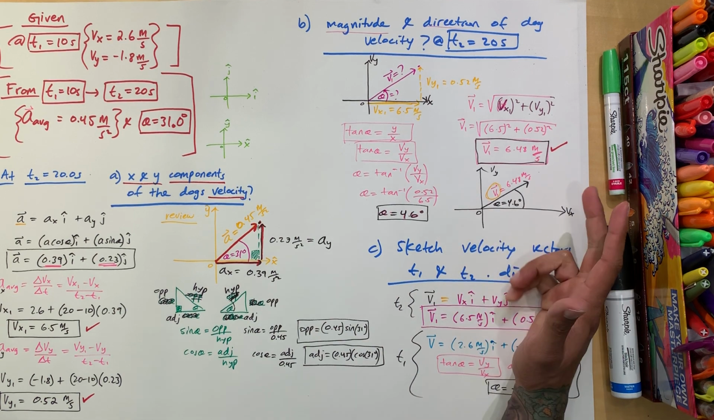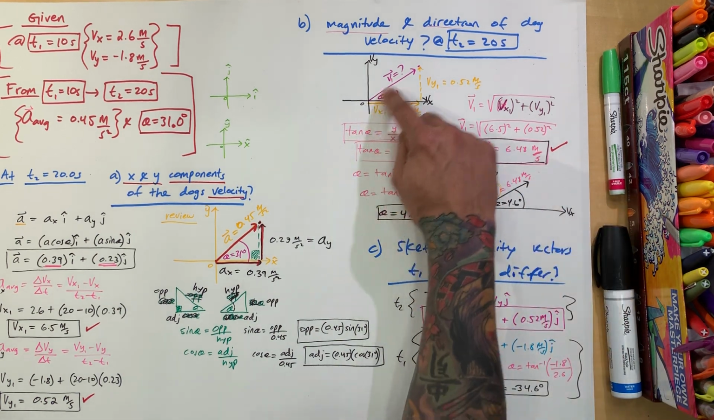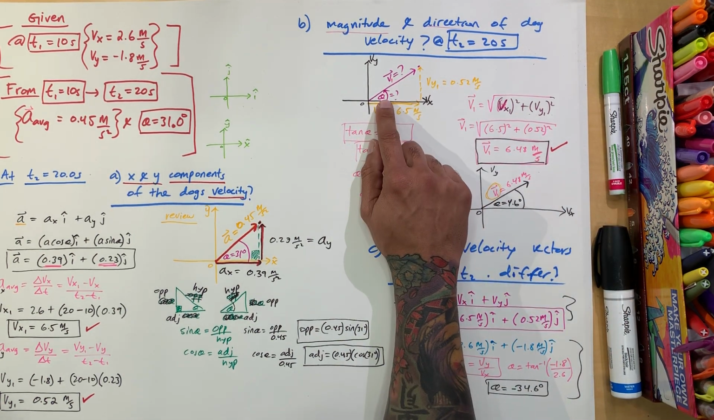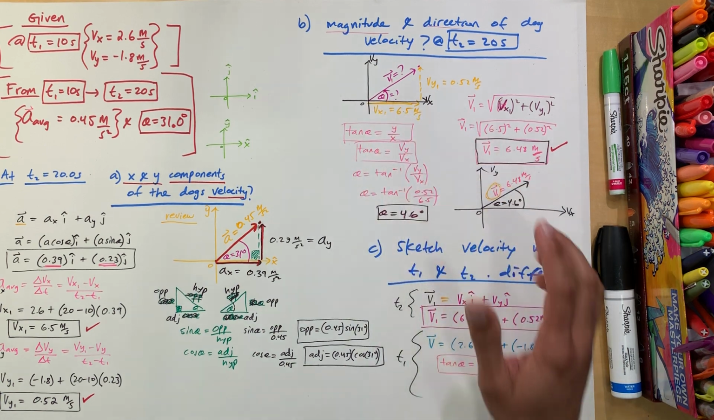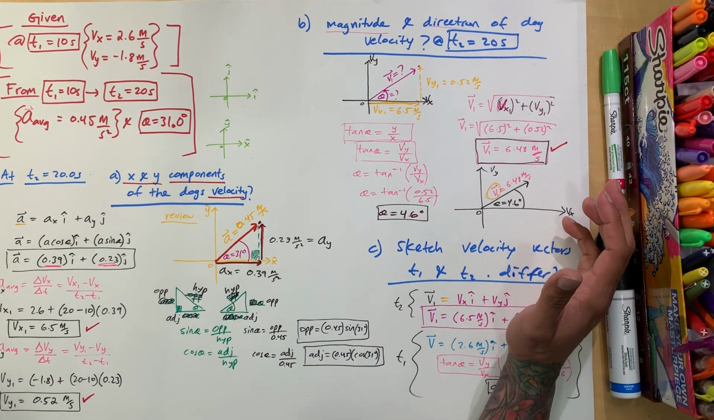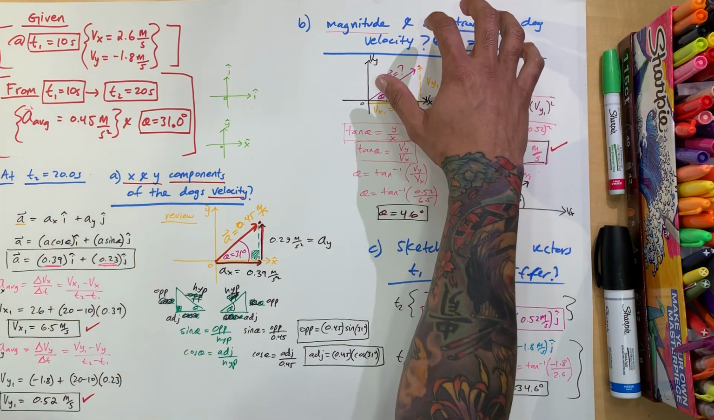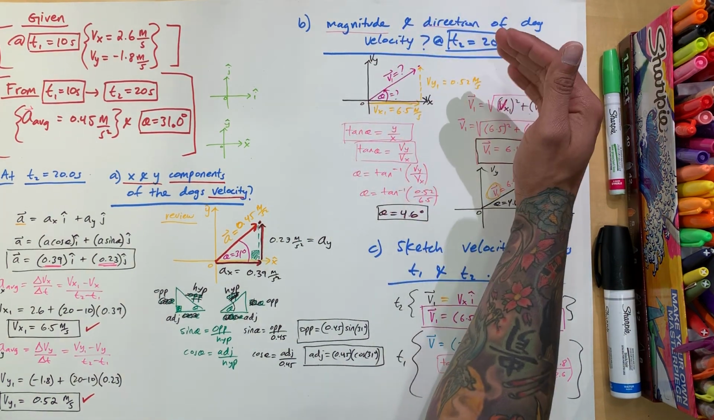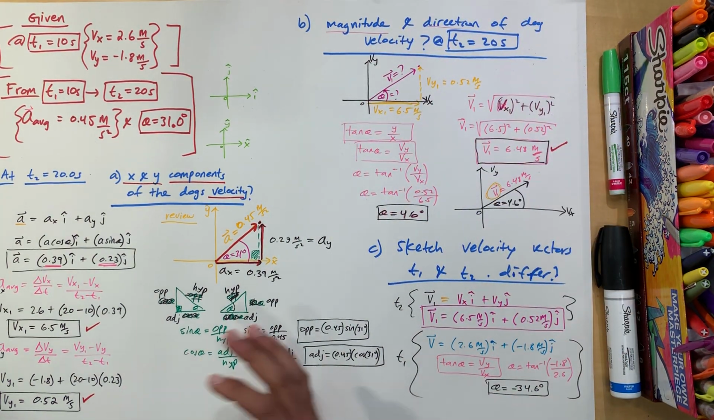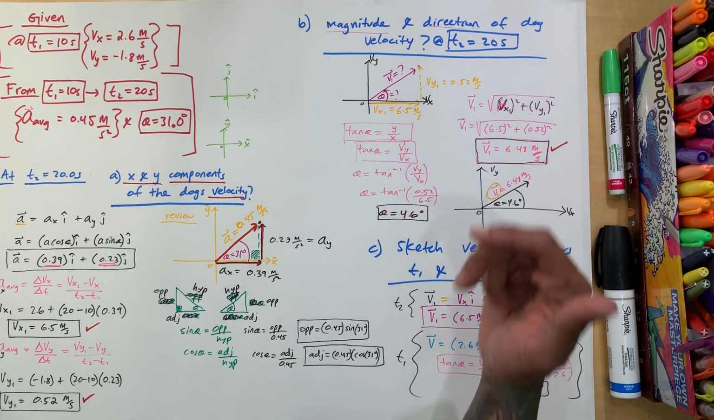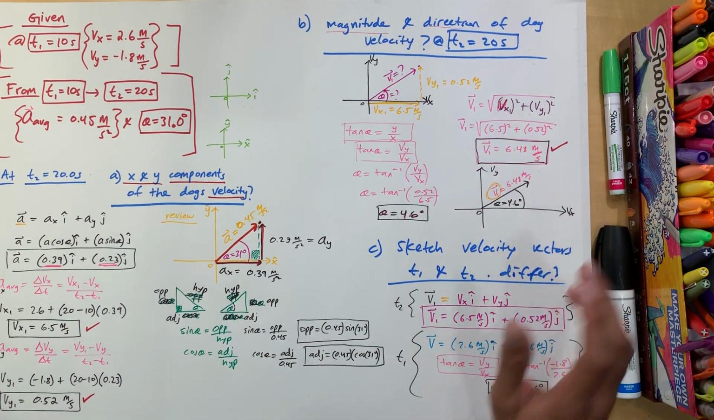Then we found magnitude and direction. Magnitude is the distance from the origin. The direction is the angle. And just basically trying to piece together everything you're doing, so you don't get lost in what am I finding, what am I doing this part for, etc.